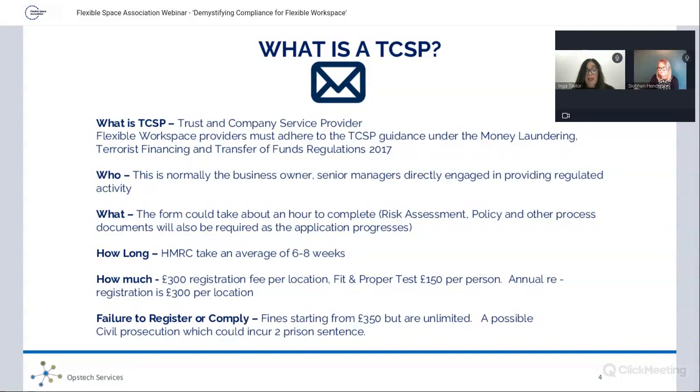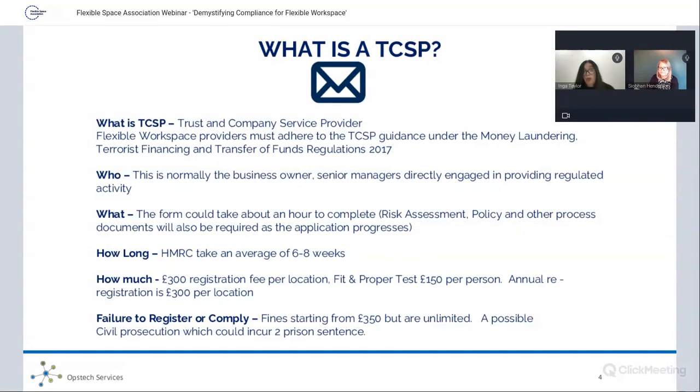We're just starting with what's a TCSP. So all companies have to follow some anti-money laundering prevention within their business. Flexible workspace providers come under the guidance of a trust and company services provider. So it means that you have to register to be a TCSP with HMRC. The registration process is normally completed by the business owner or a senior director of the company. It depends on the size of your organisation and your structure who would fill in that application online. You would need to know some information about the company and its setup. The form will take about an hour to complete, maybe half an hour.